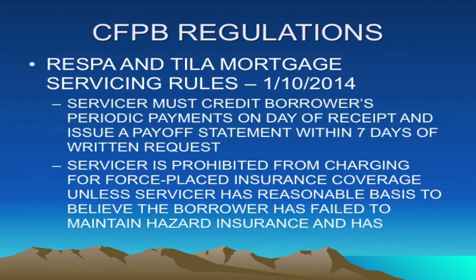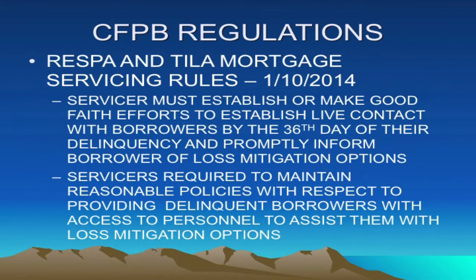Servicers are required to meet certain procedural requirements for responding to written information requests or complaints of errors, and servicers are required to establish policies and procedures reasonably designed to achieve objectives specified in this rule. I like this next one. A servicer must make good faith efforts to establish contact with the borrowers by the 36th day after the delinquency, and promptly inform borrowers of loss mitigation options. So they have to actually make a continuous effort to try to get a hold of them and let them know what's going on. If you're falling behind, I don't know if you realize you haven't made payments in 3 months, you need to start making payments.